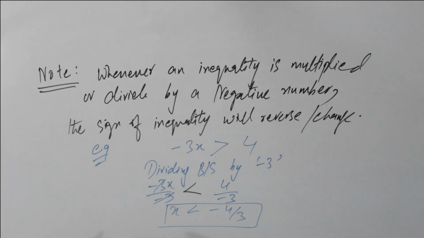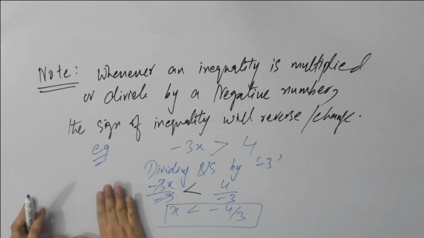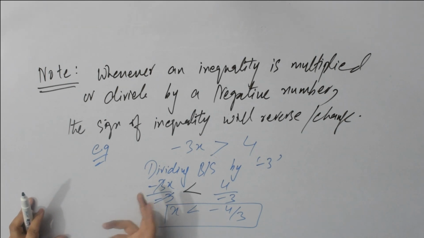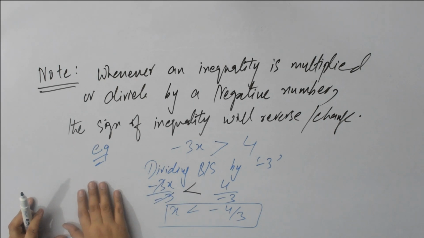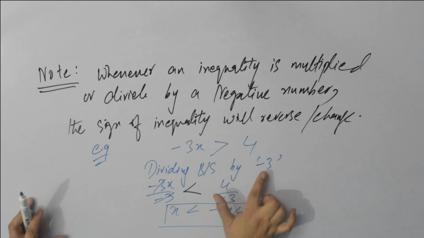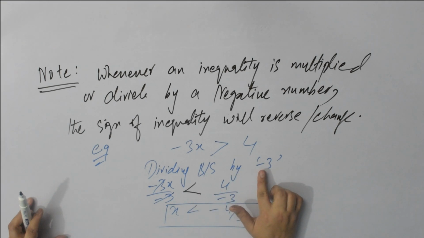So this is a very important property, and I am saying it again and again. Please keep this property in your mind because it is used in almost every part. Look, I divided this inequality by a negative number. This is a negative number.